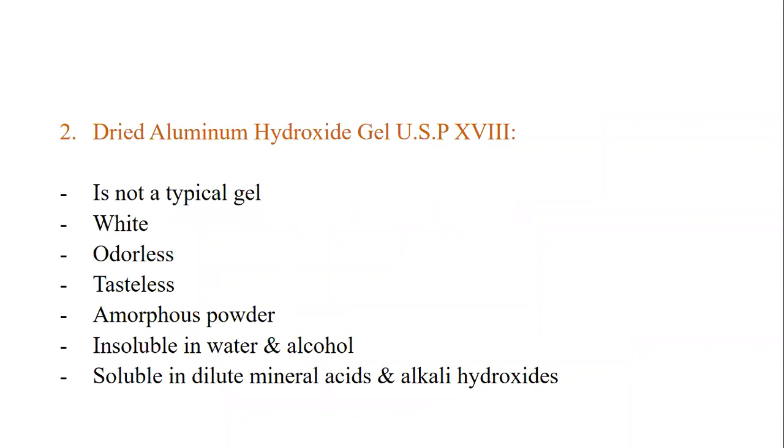The second formulation under USP is dried aluminium hydroxide gel. As the word says dried, it is a powder. So it is not a gel. Though the name is dried aluminium hydroxide gel, because of the word dried, it is not a gel, but an amorphous powder. This is also white in color. It has no odor and no taste. Coming to the solubility, it is insoluble in water and alcohol, and it is soluble in dilute mineral acids and alkali hydroxides. In this, we are going to just see the aluminium hydroxide gel.